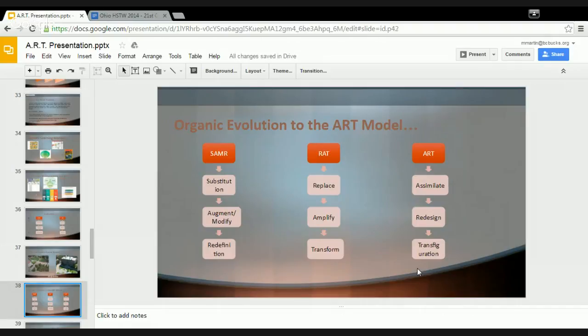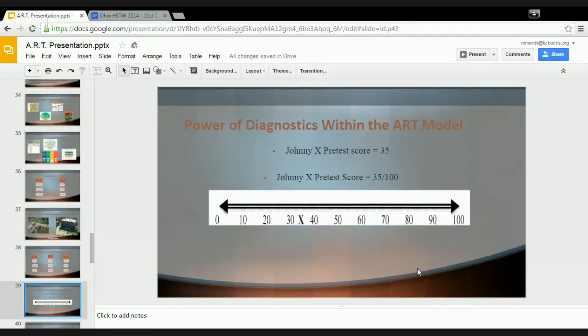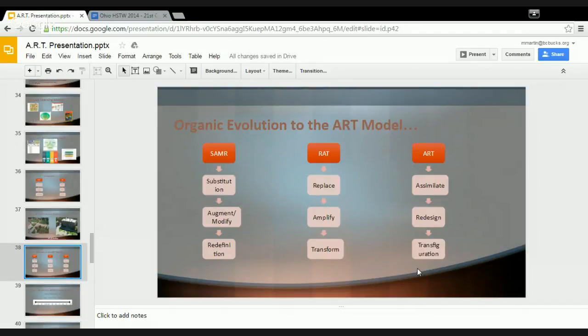Now, before I go any further, there's something powerful about this ART model that I've come up with that I haven't seen in any other model. And I think it's a key piece in training our teachers on how to use technology in the classroom. So let's go to this next slide. I'll kind of explain this process to you.